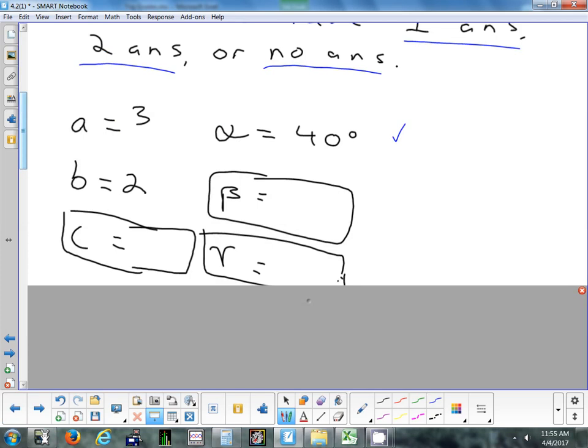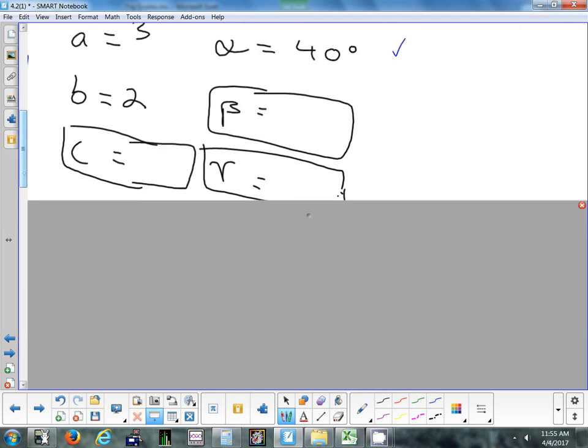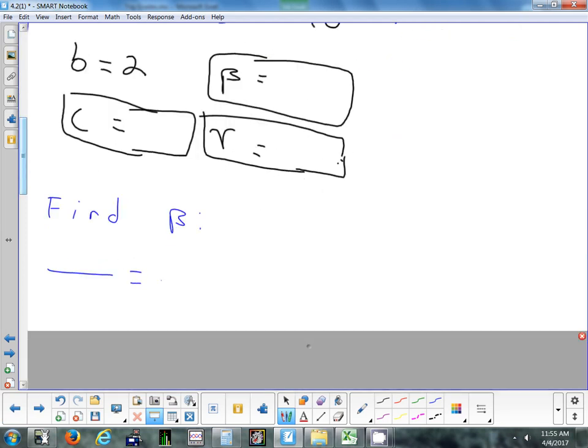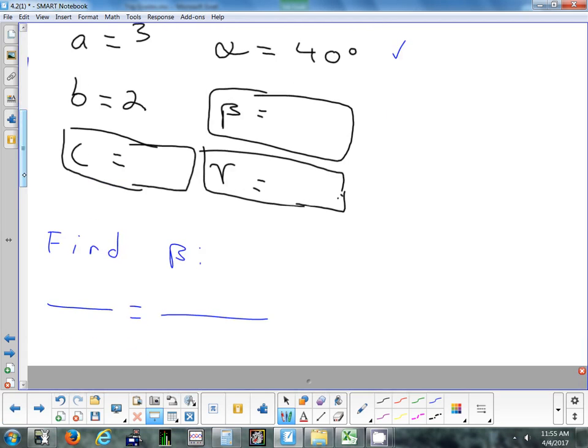So I'm going to use row 1 and row 2. And we're going to find beta. Okay, what can I put on the left-hand side? Sine of what over what? Do you know? 40 over 3. Yep. Sine 40 over 3. We haven't written a letter yet. That means the letter's going to have to come on the other side. Okay. What's going to go on the other side? Devin? Sine of beta over 2. Sine of beta over 2.